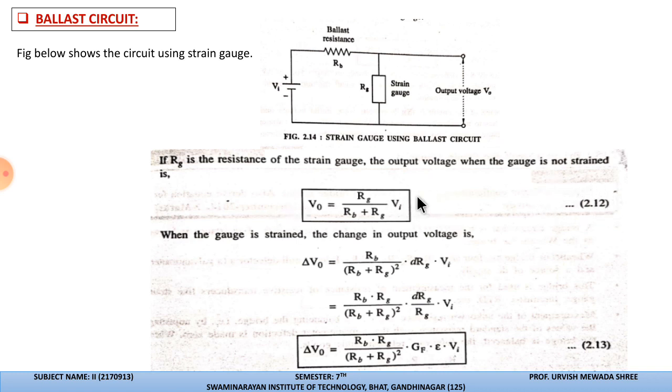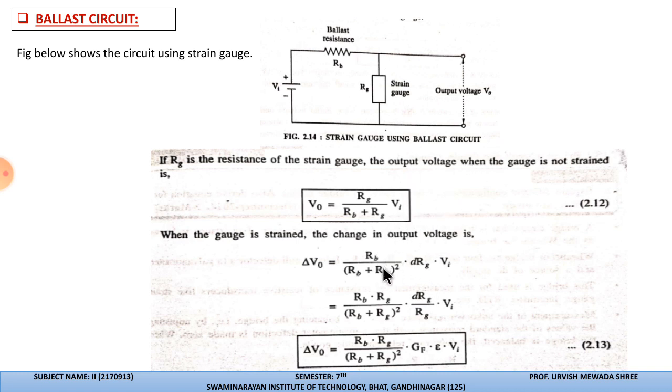Now this was the condition when the strain gauge was not strained, or the strain was not applied. That was the output voltage we get when the strain was not applied. Now let's see when the gauge is strained, meaning when strain is applied to the gauge. The output voltage will change. So V0 will become delta V0, and the change in the strain gauge resistance will become dRG. So let's consider this.